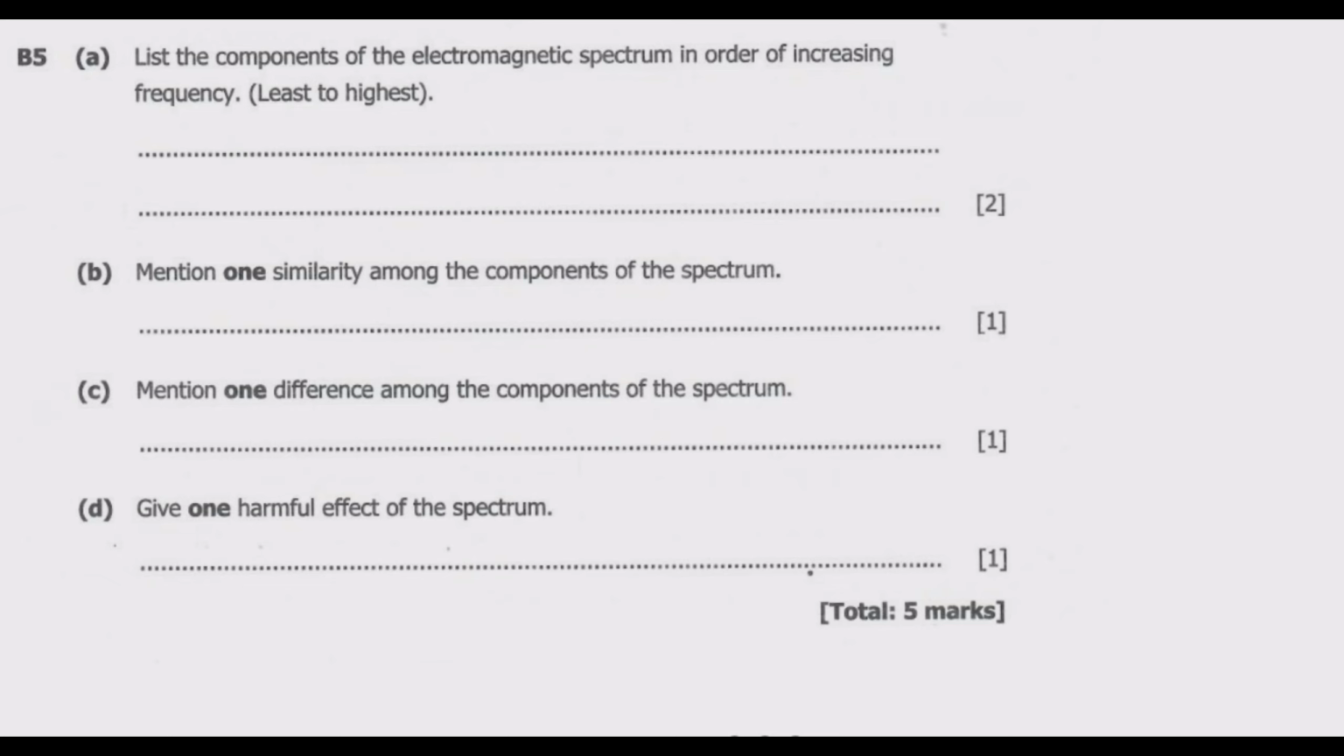Let us look at question B5A. List the components of the electromagnetic spectrum in order of increasing frequency. That is starting with the least, then ending with the highest. So basically what we know is that frequency increases as you move to gamma ray from radio wave, while wavelength increases as you move towards the radio wave. So in this case, the one with the highest frequency is the gamma ray, then the least is the radio wave. So remember, it's just now to list them.